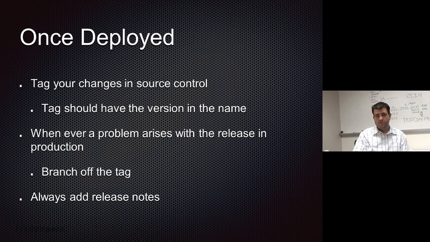Once we've deployed to our production environment, what we typically do is we tag our changes in source control. Through GitHub, they have a nice feature. It's called building a release. So you can just create a release and it tags it for you, and then you can grab zip copies of the source code from GitHub directly. Whenever a problem arises with the release in production, we typically branch off that tag. That's the whole entire reason why we tag the release that we actually send to production. And then we always add release notes on what's changed so we can determine if we're making progress or not.